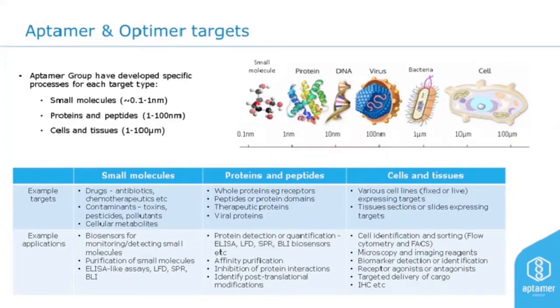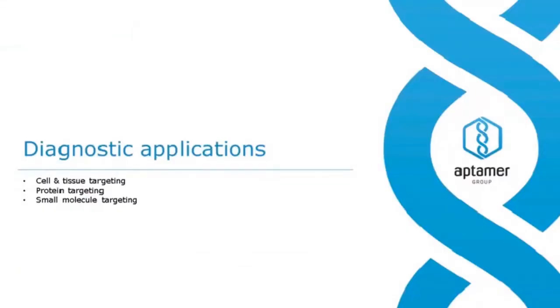The table at the bottom I won't go through in detail, but this is just to give you some examples of the sort of molecule that might class as a small molecule, so an antibiotic or a drug, for example. A protein, that could be a viral protein, for example, or a cell, that's kind of obvious. And then underneath it, there's some of the applications that you might have. So, for example, biosensor development, ELISA development for proteins, and confocal microscopy or flow cytometry for cell targets. So that gives you a little flavor of what an aptamer is and how we isolate them.